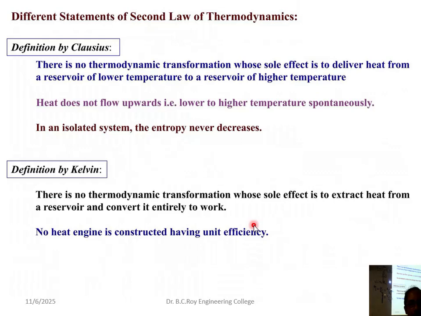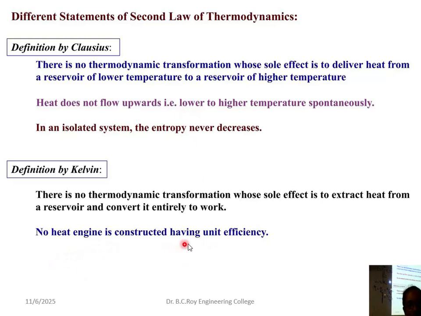So these are the statements of the second law. Clausius statement, Kelvin statement. Heat does not flow upwards, always from higher to lower, never from lower to higher. Unidirectional flow. Okay, that is one law. That heat will always flow in a unidirectional way from high temperature to lower temperature, never from lower to high temperature.